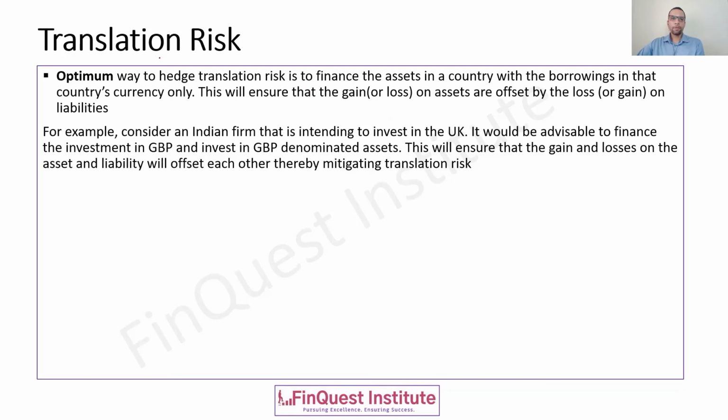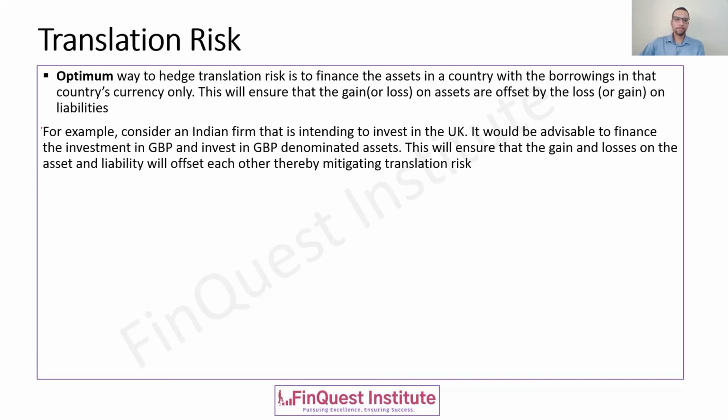Also, an optimum way to manage a translation risk could be to finance an asset in a certain country with borrowing in the same country's currency. So basically, what we are trying to say is try to fund the assets, or maybe your assets and liabilities need to be denominated in the same currency, so that any movements which happen in the currency will impact the assets and liabilities, and that impact will get netted off because the movements will be in opposite directions, right? It's an asset and a liability.